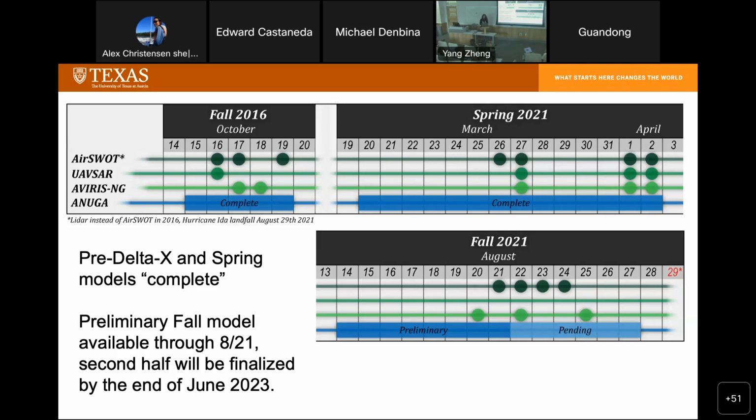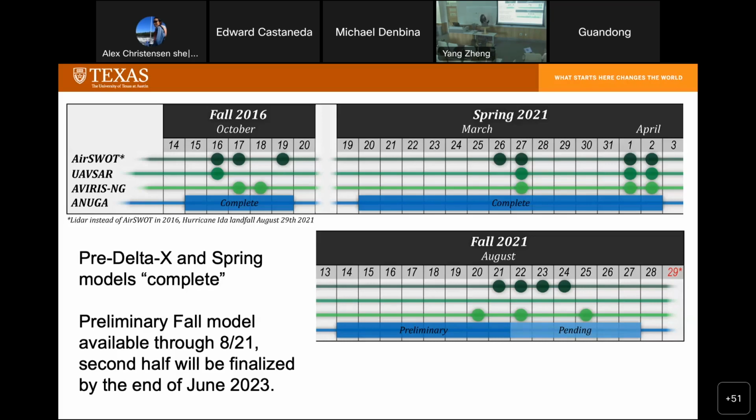That's promising for the application of the model under different scenarios. We're still working on the preliminary fall campaign. If you see the bottom, the dots indicate when the various data sets you've seen introduced this morning are available. And the blue bar is where we are running the model and whether that simulation is complete or not. So you can see the fall 2016 is complete. The spring 2021 is complete.